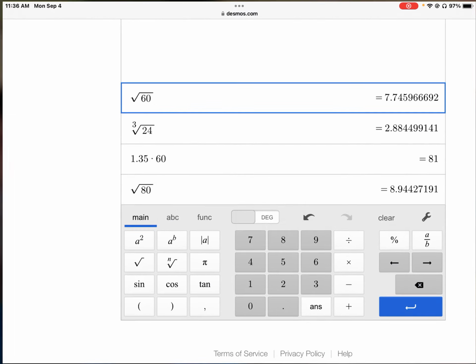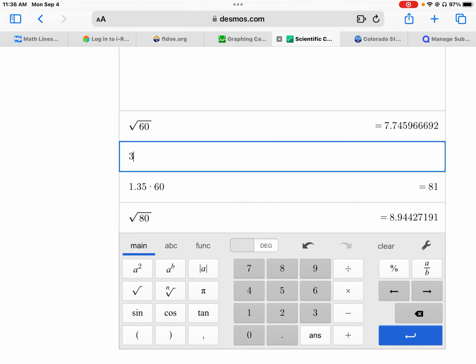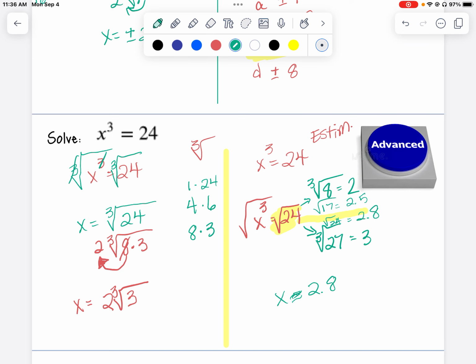Now if I go back to my calculator, 2.8, the cubed root, let's talk about how you enter it. When you're entering a cube root, you click the nth root, cubed root, radical. The 3 goes there, and then you arrow under, and you get 24. And that's 2.8, 2.9, which is what we got.